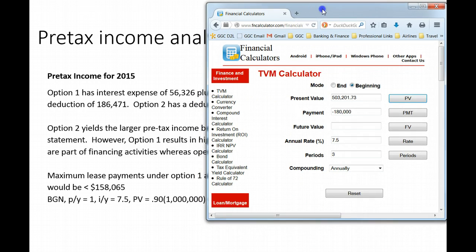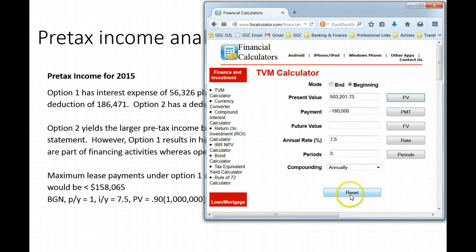Okay, so what do we need to do to answer this question? Reset my calculator. Again, present value is going to be computed based on a beginning of the period analysis. And my target here is to have the present value no more than 90% of fair market value. Fair market value is $1 million. 90% of that is $900,000. So I don't want the present value of my payments to be any more than $900,000.